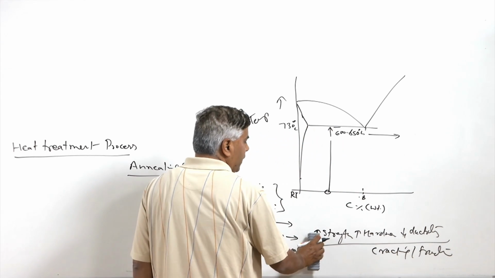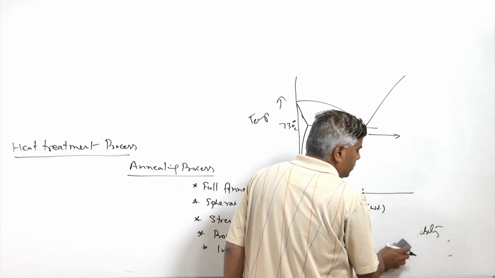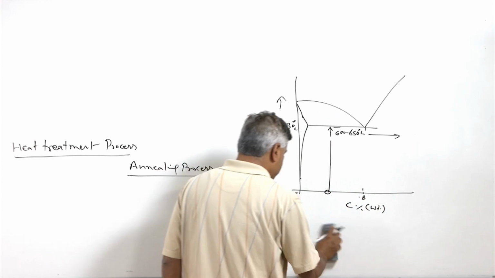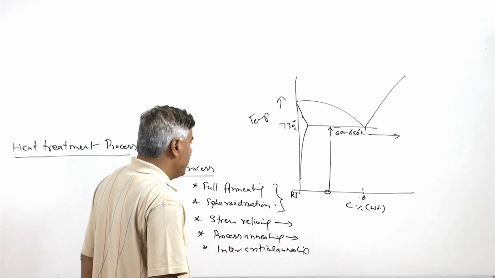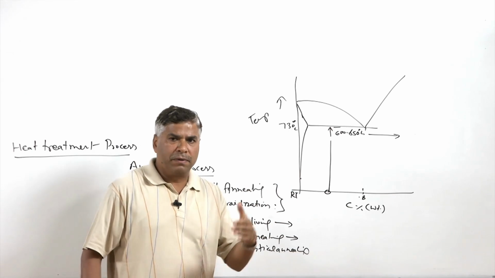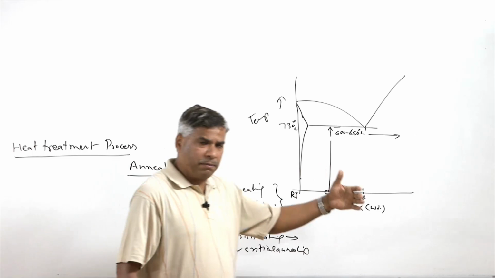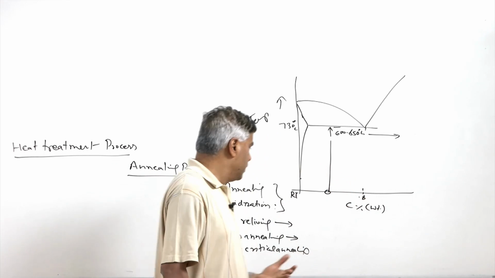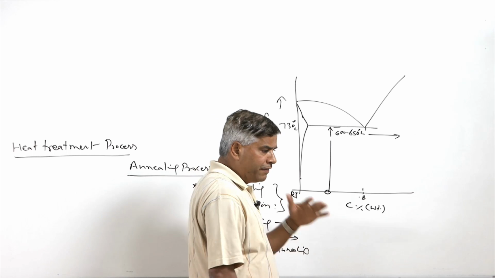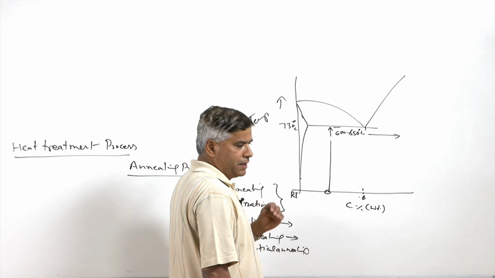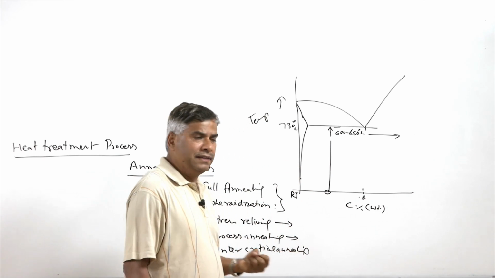So in order to induce ductility and reduce hardness during the manufacturing stages of mechanical working, like after 1 pass, 2 pass, 3 pass, if we need further passes, then it may be required to go for process annealing, so that the work hardening effect can be reduced, and the hardness can be reduced, and the ductility can be induced.